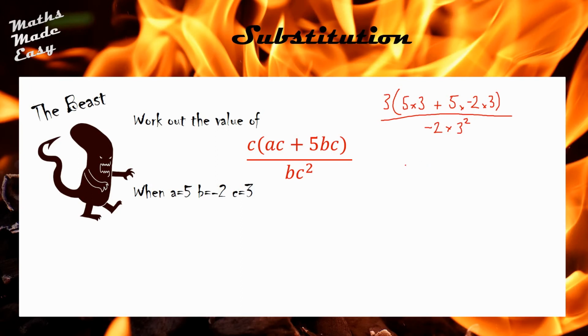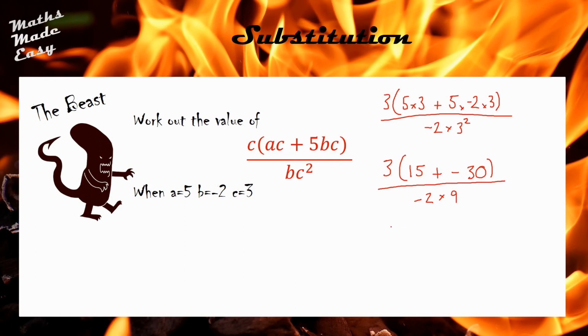So I can start evaluating some of this then. On the top line, I'm going to leave the 3 where it is for now, but I know 5 times 3 is 15. Again, I'm making sure that I'm following BIDMAS all the way through, plus 5 times negative 2 times 3, which is negative 30. And that's all divided by negative 2 multiplied by 3 squared, which I know is 9.